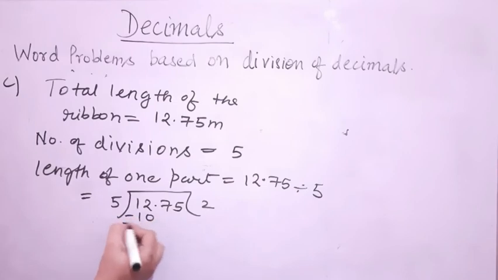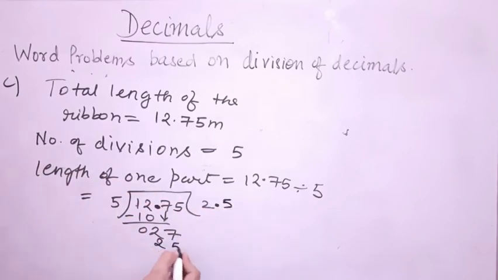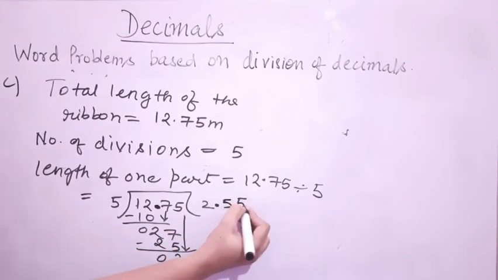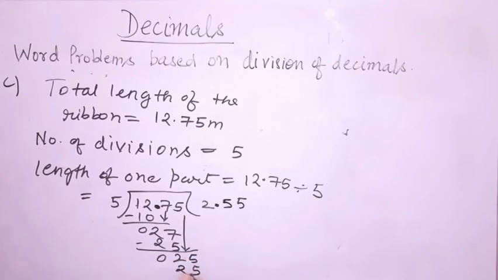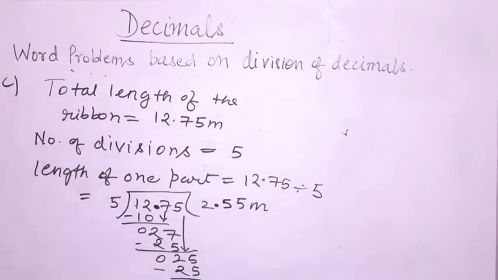5 2s are 10. Again 2 as the remainder, 7 will be dropped down. But before solving this, as you all can see that there is a decimal point after 12. So place a decimal point in the question part also. Now 5 5s are 25. Again 2 is the remainder, 5 will be dropped down. Again 5 5s are 25. So now we have got 0 as the remainder. So what is the length of one part, students? The length of one part is 2.55 meter.